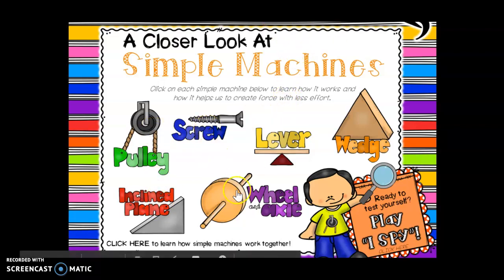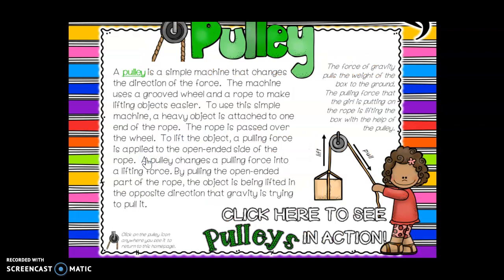Once you have done all 6 simple machines, you'll click this one that says ready to test yourself, play I Spy. And it says click here to learn how simple machines work together. So all of these places are links. I'll go ahead and start with pulley and show you how these work and where you're going to type in your answers. So if we click on the word pulley, it gives us a definition.